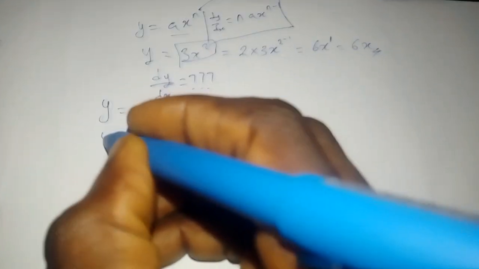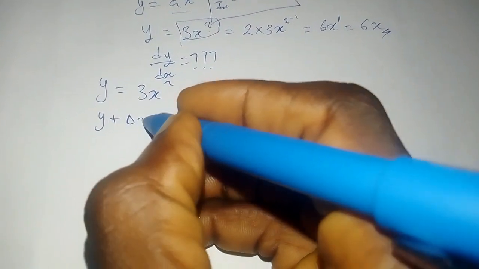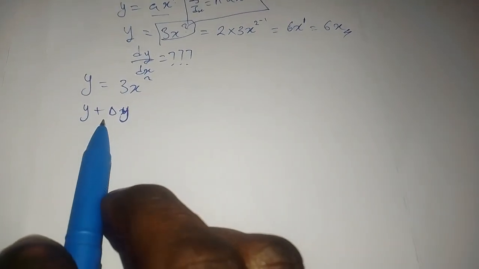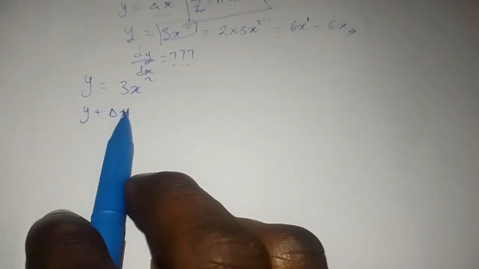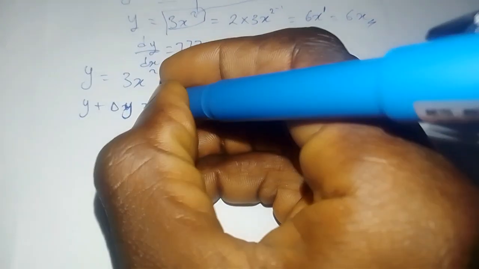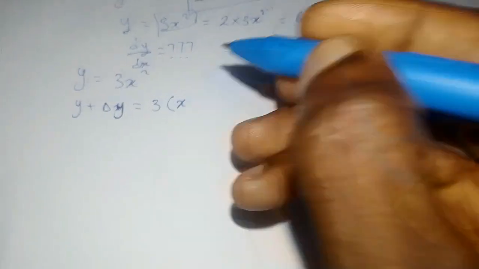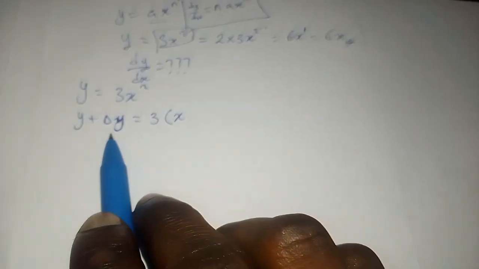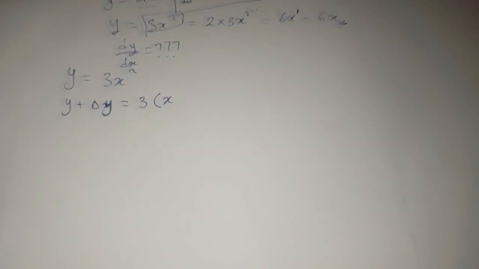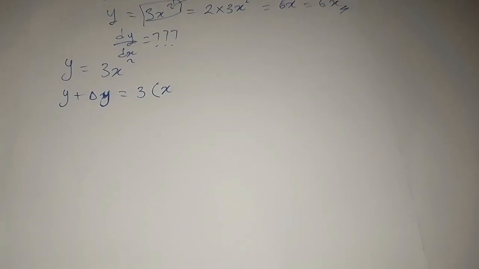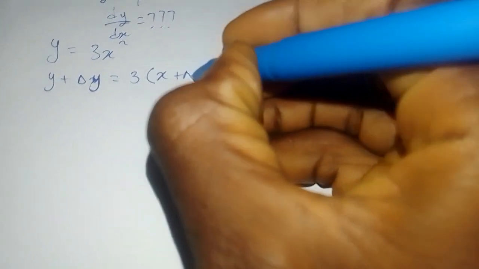That means I can say y plus delta y, which means if y changes, we add the small change, the infinitesimal change of y, to y itself, equals 3 into brackets. This x also is going to change, because if x did not change, y will never change, because x is the independent value and y is the dependent value. Y depends on x, so x plus change in x, all raised to power 2.